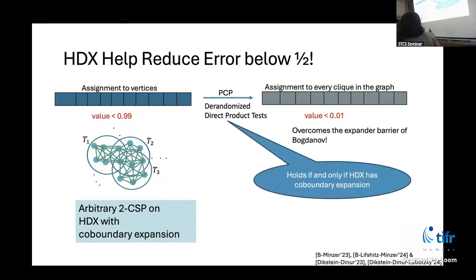So should I take away that if we are able to convert Dinur's construction into an arbitrary PCP on a coboundary expansion, then bringing the error down is not going to cause an additional blow-up or loss? Yeah. Okay.